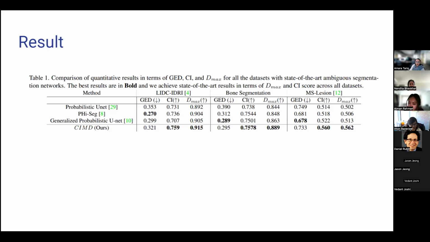I have a question here. How many masks would you be generating? Would that affect your evaluation criteria, if you're generating too many masks? In this case, we did 16 masks per patch. For ground truth, we have 4 masks for LIDC, 4 masks for bone segmentation, and for this one, we have 2 masks. But for the network, we generated 16 masks per patch.